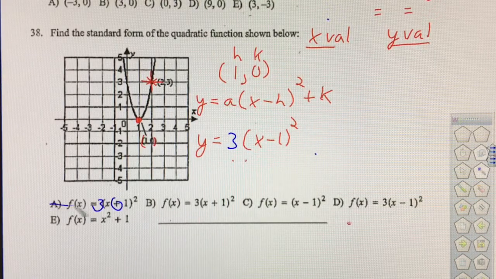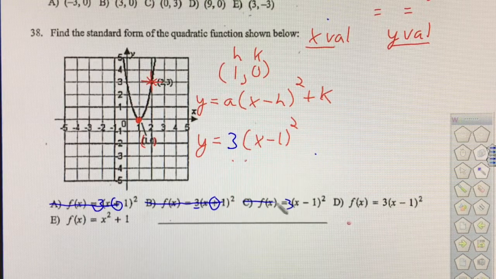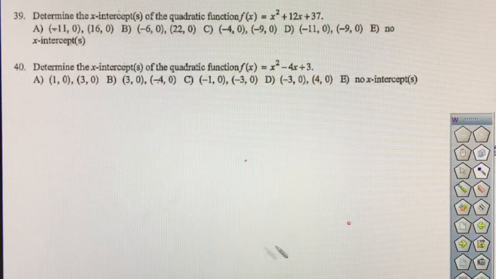I don't need the plus 0, so that's going to be my equation. I need a minus and a 3 there. It can't be choice A. I have my 3, but I need a minus there. It can't be choice B. I have my minus, but I need a 3 out front. It can't be choice C. 3 out front, minus, it's choice D. And it can't be choice E.